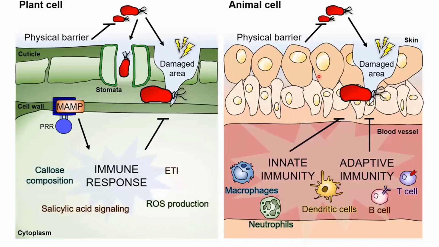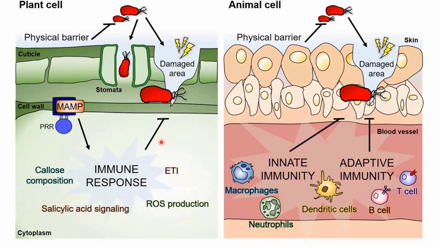So this is a summary of how plants and animals actually respond to infections. In case of plants, they have physical barriers like cuticles, stomata, and cell wall. But even if they are damaged and the bacterial pathogen tries to enter, the immune response is going to activate. It is going to produce reactive oxygen species and certain chemicals to fight this pathogen. This is in a plant cell.